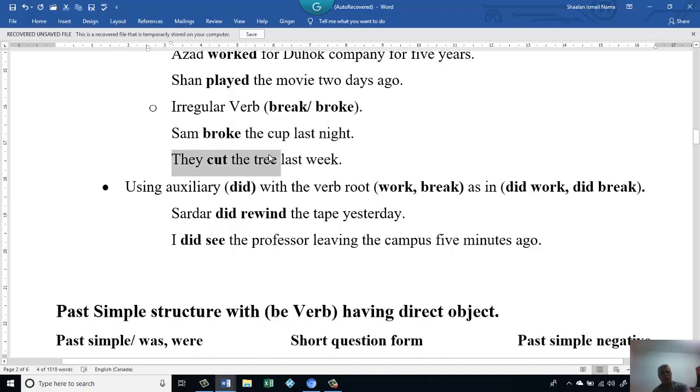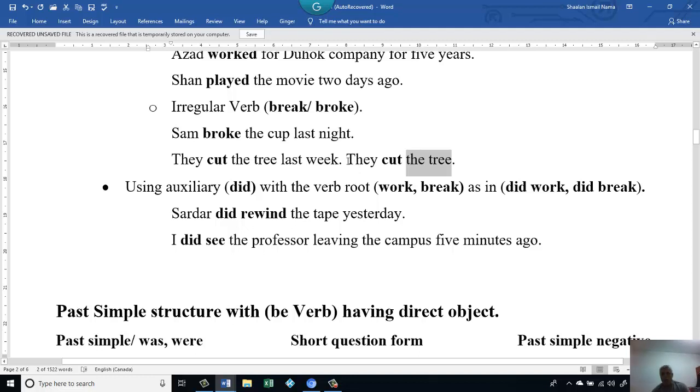For example, if we have sentences like this, we say, they cut the tree. If we look at the sentence here, we have they is the subject, cut is a regular verb, the past is cut, the present also is cut. Then we have the object, the tree. We don't know if it happened in the past or in the present time.